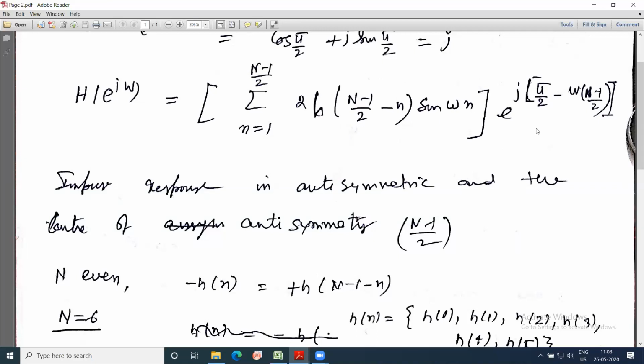Sir, please say the second point once more. The second point is that the effect of antisymmetry in the time domain, the corresponding effect in the frequency domain, is the multiplication of a phase factor e to the power j pi by 2. In other words, an additional phase factor is introduced in the discrete time Fourier transform due to the antisymmetry. Agreed?